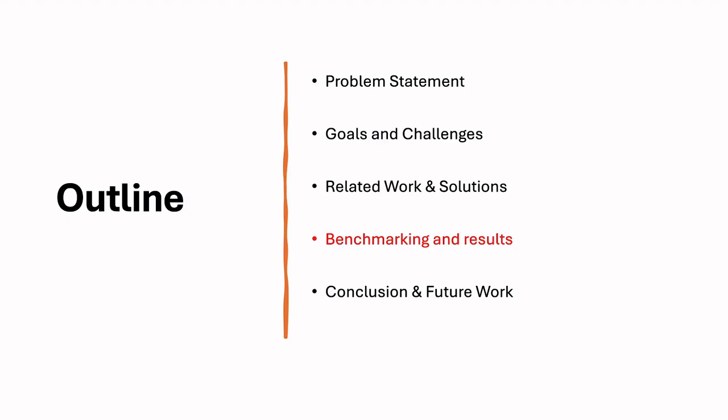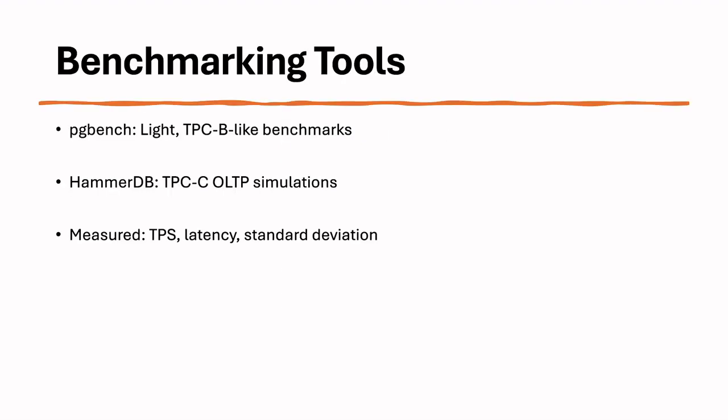All right. So moving on to our benchmarking and results, we use pgbench, which simulates basic TPC-B workloads, and HammerDB, which runs a more complex TPC OLTP benchmark. And we measure TPS, latency, and standard deviation.